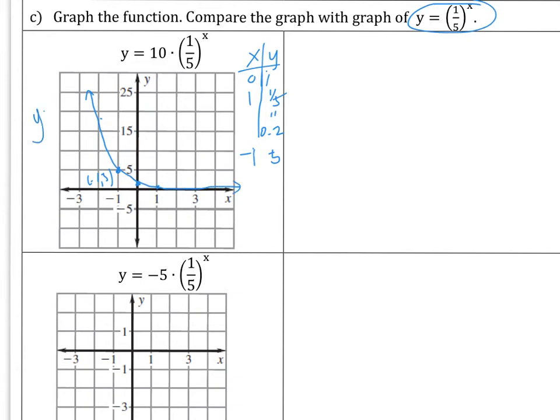Let me label this graph here. Okay, I'm going to graph this exponential function now. X, y, and I'm going to use 2 points. I think that would do. (0, 10) and (1, 2). It's about here. And now I'm going to connect the coordinate points.